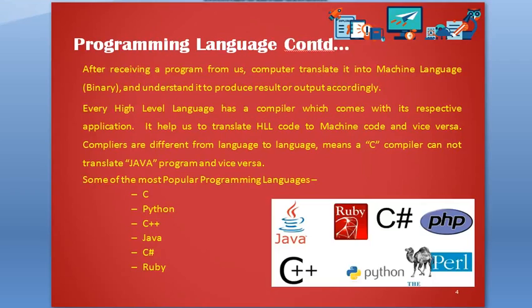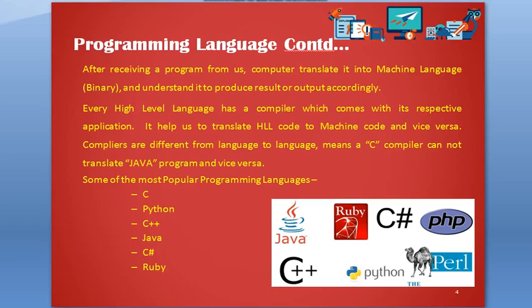After receiving a program from us, the computer translates it into machine language, that is binary language, and understands it to produce a result or output accordingly. It means when we provide data or a program to the computer, that will be in a high level language, and the computer will receive it and translate it into machine language, its own language, that is binary language. Thereafter, it understands it and produces the result or output accordingly.